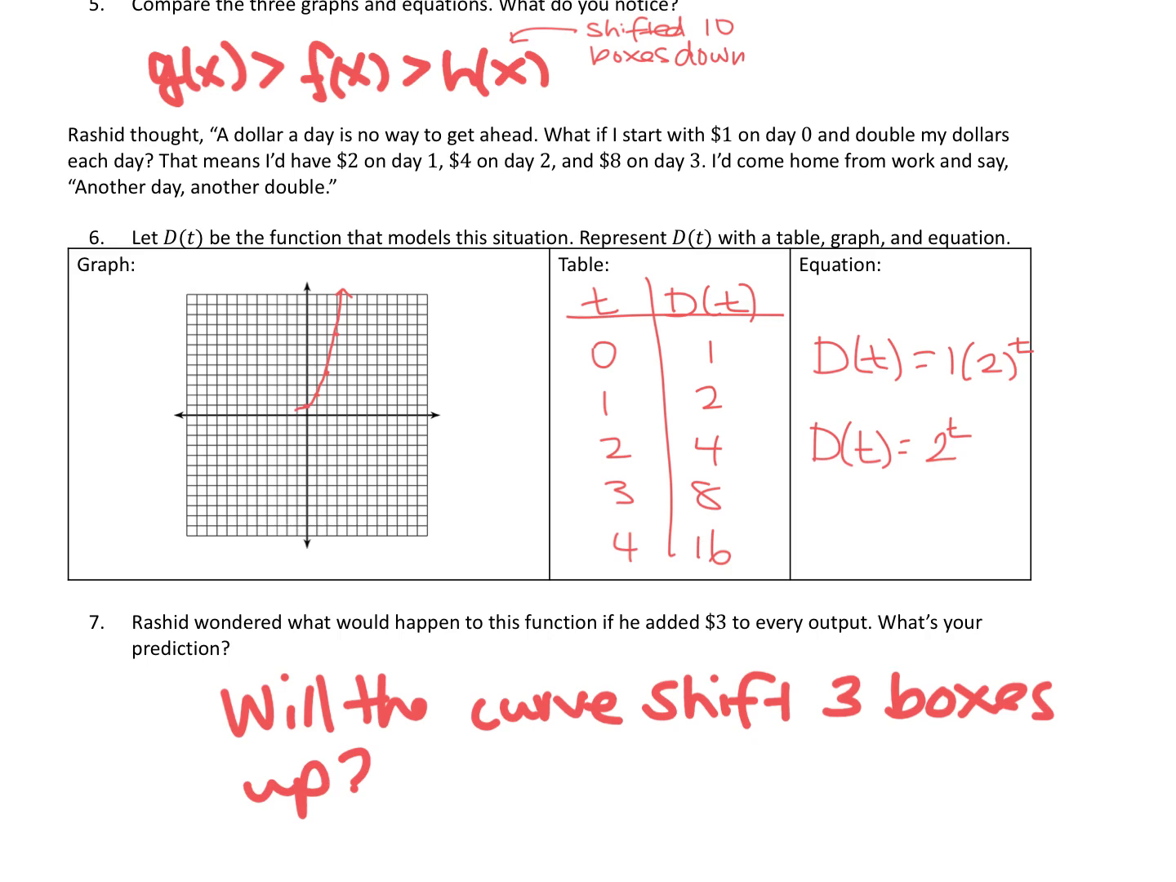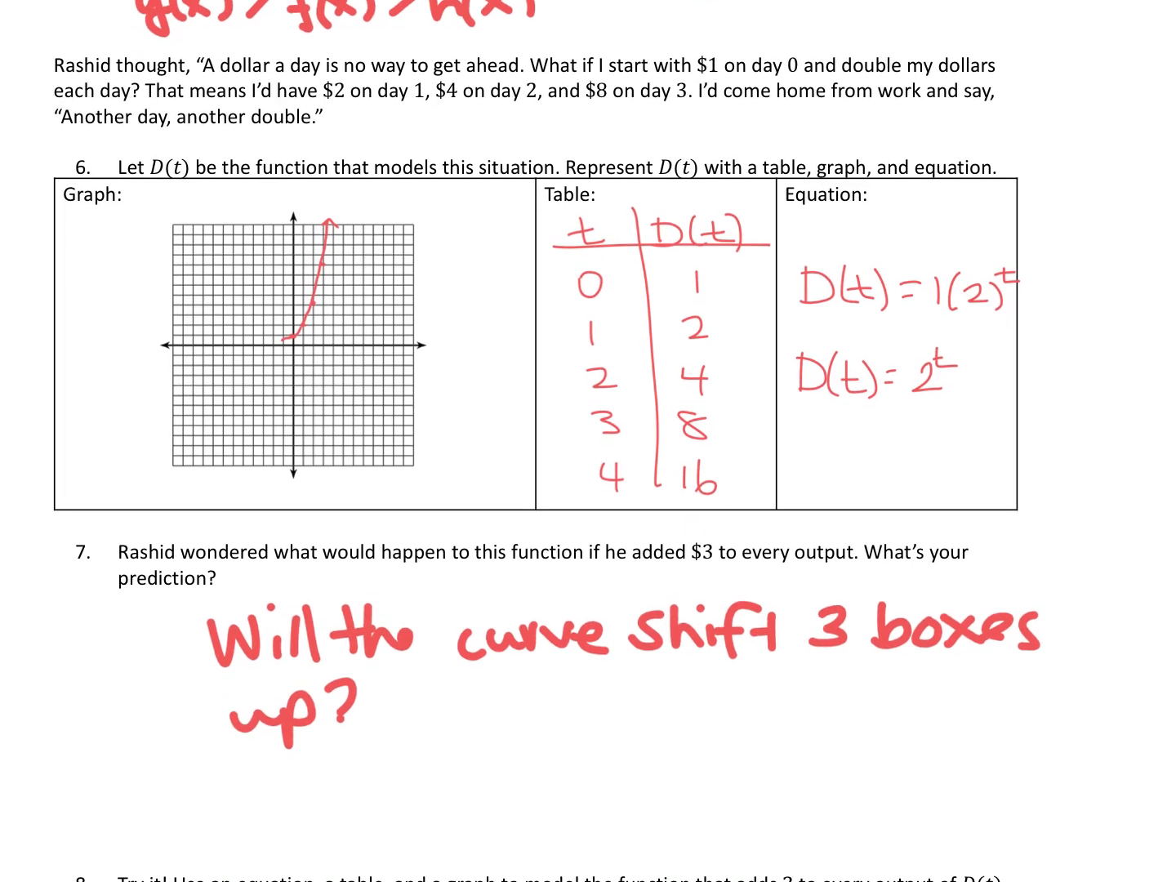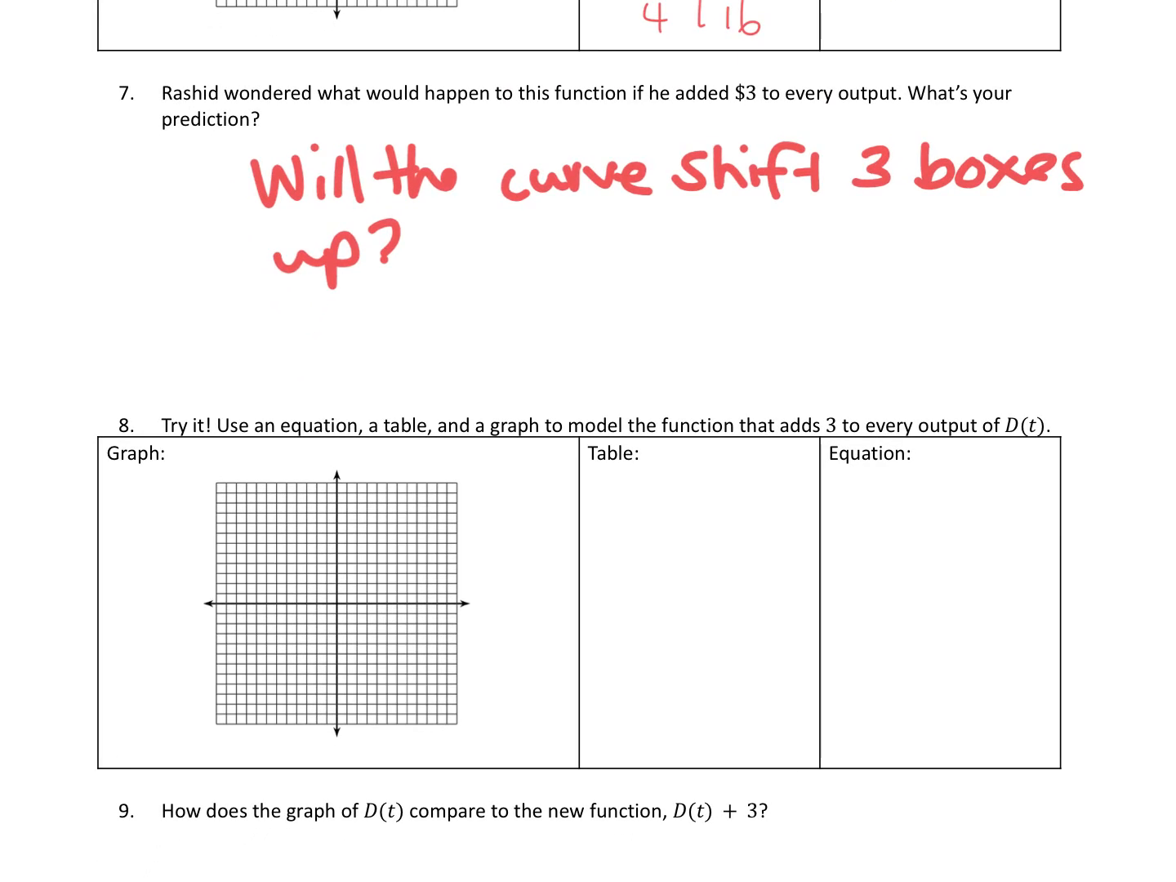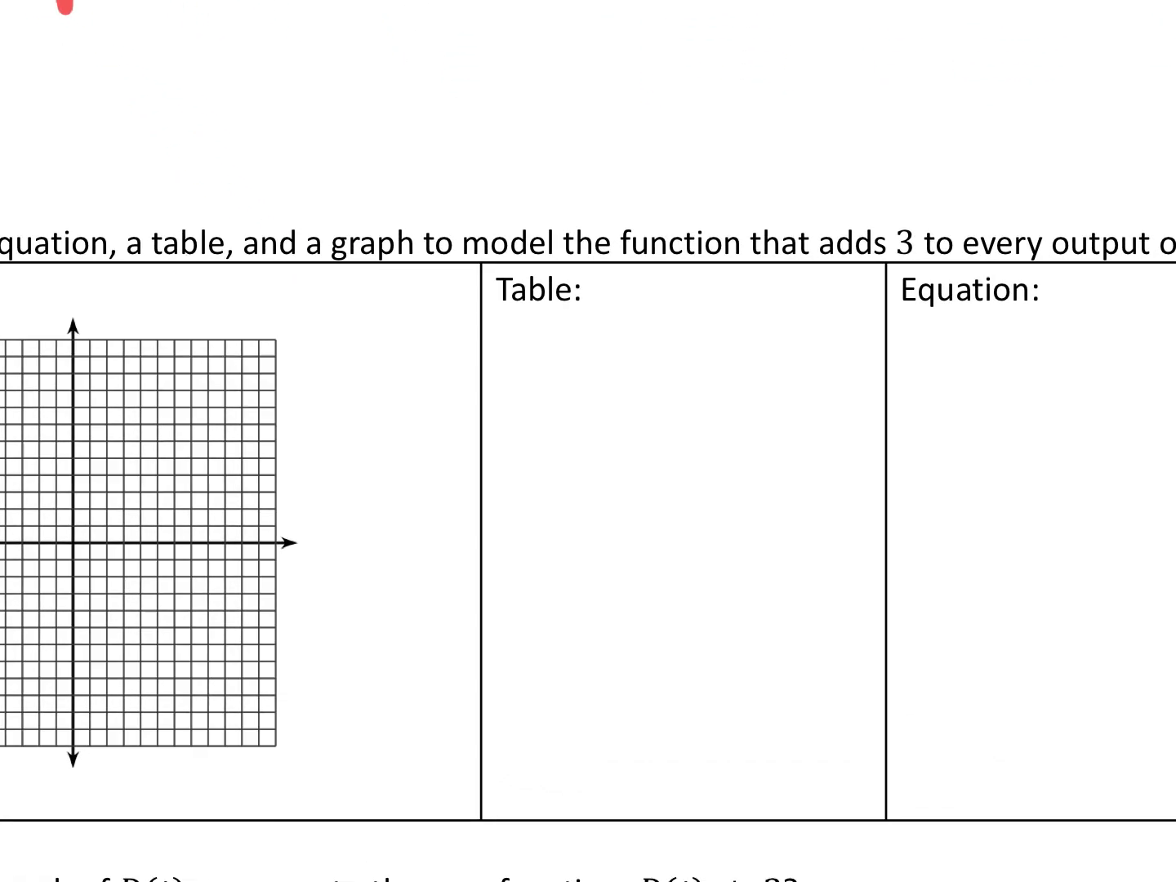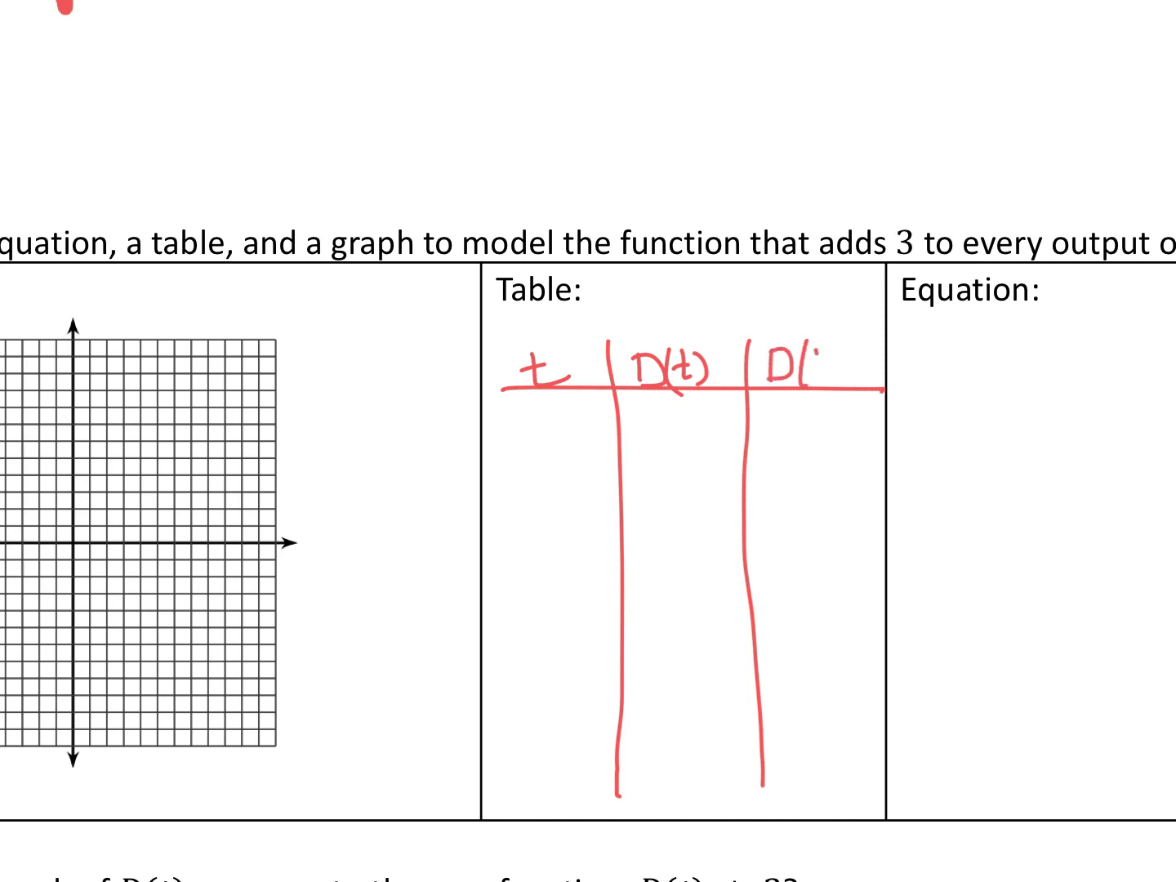Okay, so let's test it, right? That's what they want us to do next. In 8, it says, try it. Use an equation, a graph or a table to model a function that adds 3 to every output. Okay, so I'm gonna again start with my table. So I'm gonna go like this, and I'm going to have my time and then my original d of t, and then I'm gonna actually create a third column, and this is gonna be d of t plus 3, okay, plus that $3.